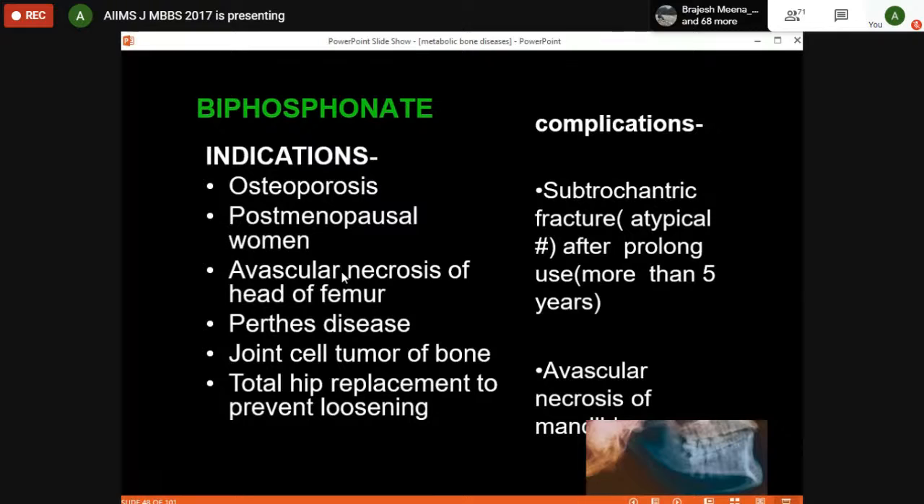So what are the indications of bisphosphonates? Osteoporosis, postmenopausal women, avascular necrosis of hip, as well as Perthes disease, giant cell tumor of bone, and total hip replacement to prevent loosening. And what are the complications? Subtrochanteric fracture, which is called atypical fracture, after prolonged use of bisphosphonate, more than 5 years. So you should have a window period: after starting the bisphosphonate, you should stop after 3 to 4 years to decrease these subtrochanteric fractures caused by long bisphosphonate therapy. Avascular necrosis of the mandible is also a complication.